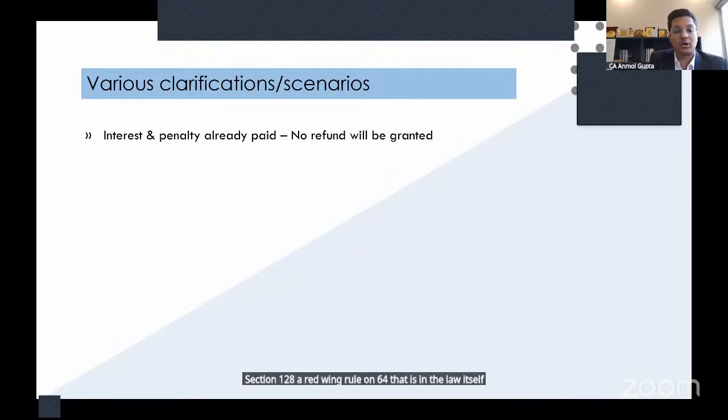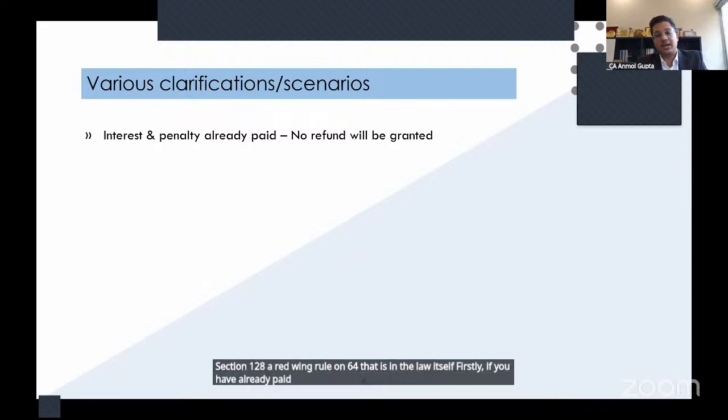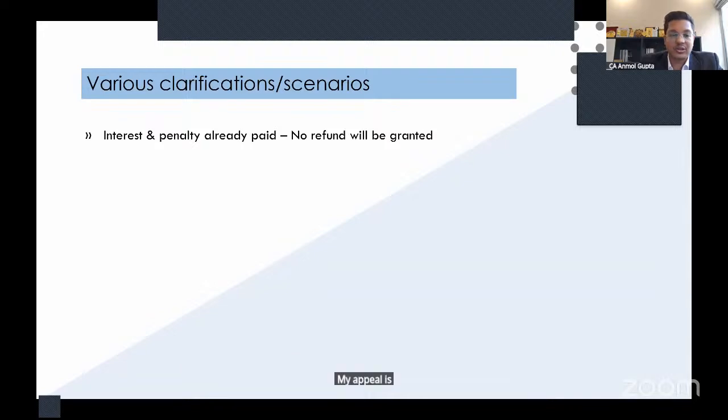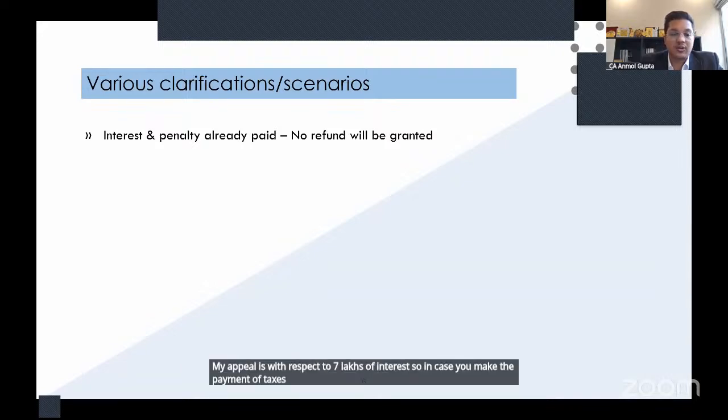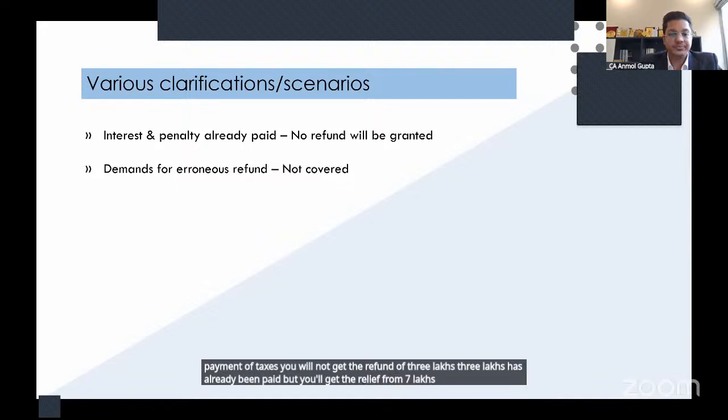Firstly, if you have already paid the interest and penalty, so for example, interest of 10 lakhs has been demanded from me, and I have paid 3 lakhs of interest already. My appeal is with respect to 7 lakhs of interest. So in case you make the payment of taxes, you will not get the refund of 3 lakhs. 3 lakhs has already been paid, but you will get the relief from 7 lakhs.